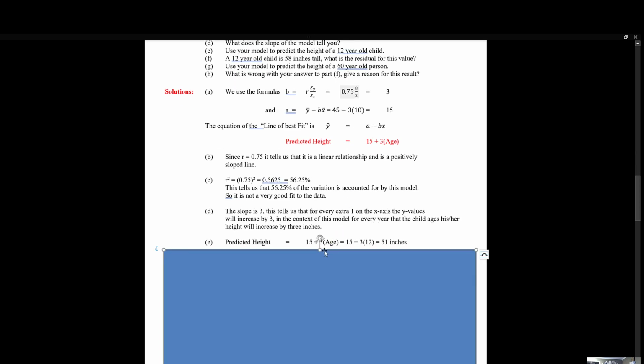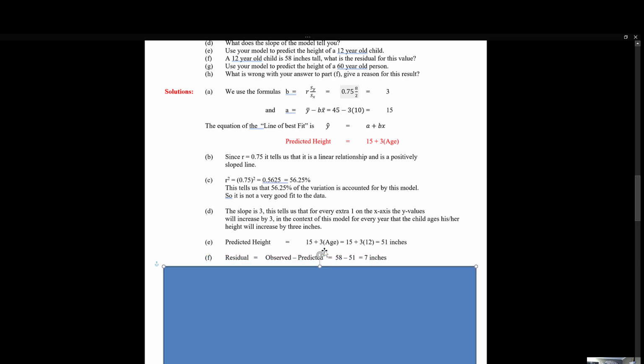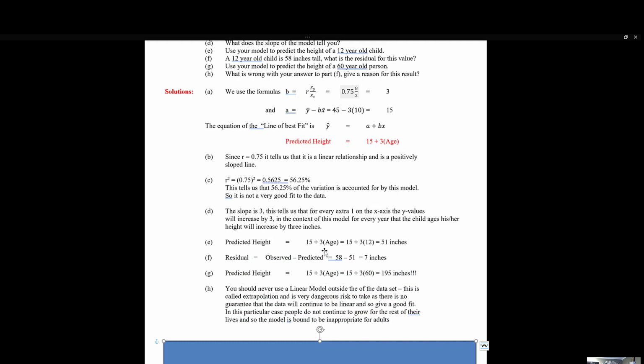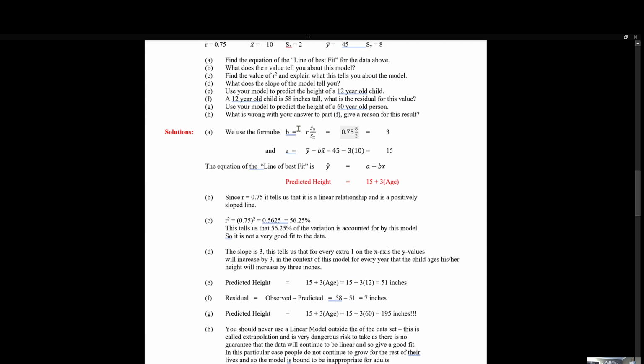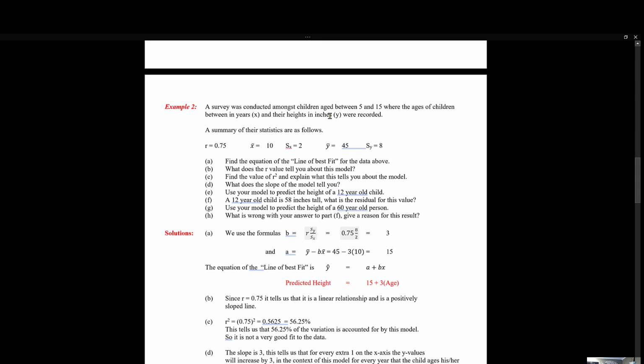Now, if you look at one of the questions, it was asking what would be the predicted height of a 12-year-old. Well, if you plug it into this formula, you get 51. You can calculate the residual. And then we have a weird question. If you try to use this model to predict the height of a 60-year-old, which you shouldn't, because the data that we have here was only children, right, 5 to 15.